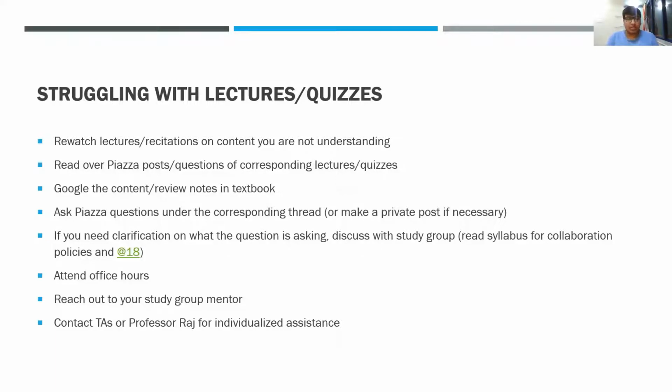The next is attend office hours. So all TAs will have 2 to 3 office hours every week, and will ensure that every day there are sufficient office hours for you to get your answers.